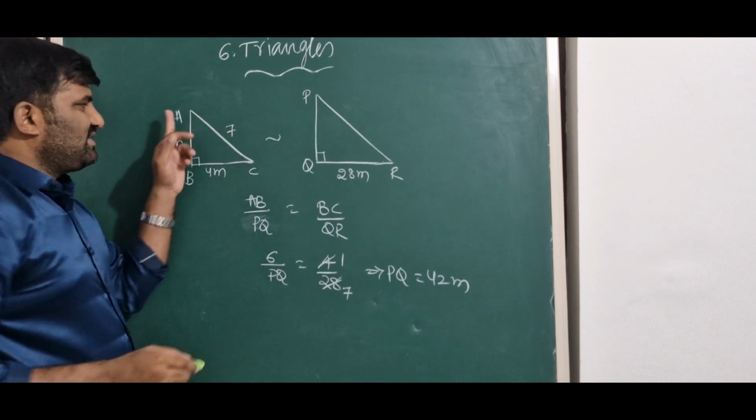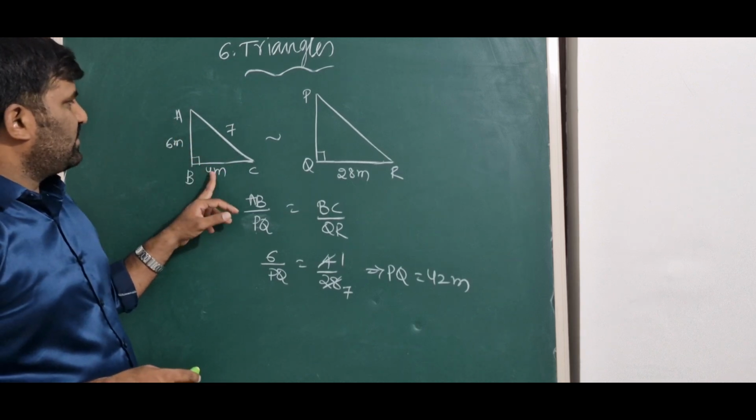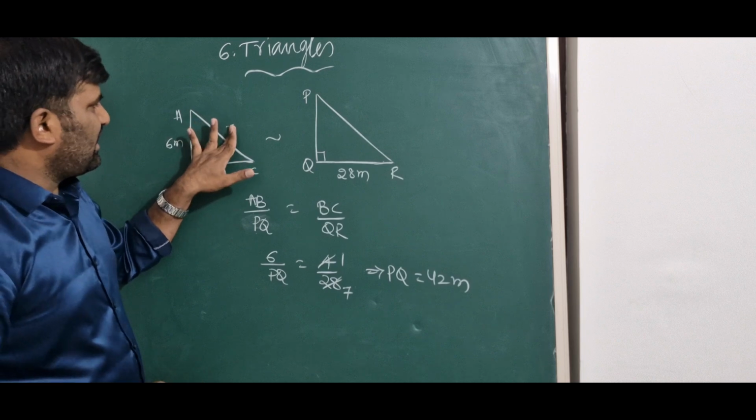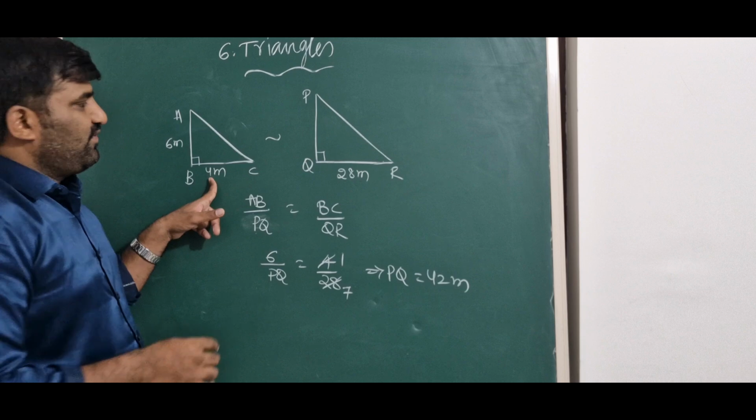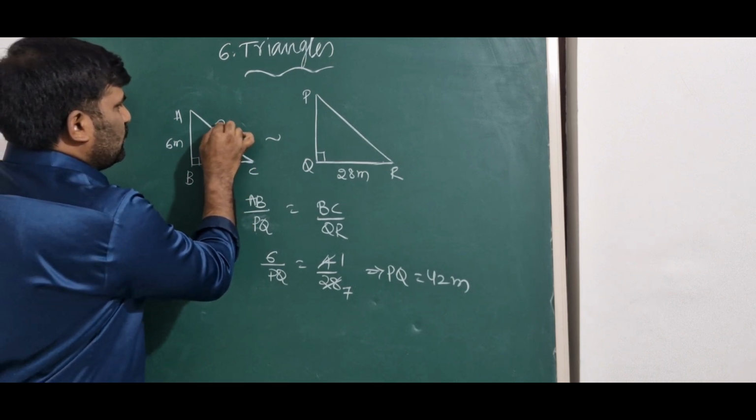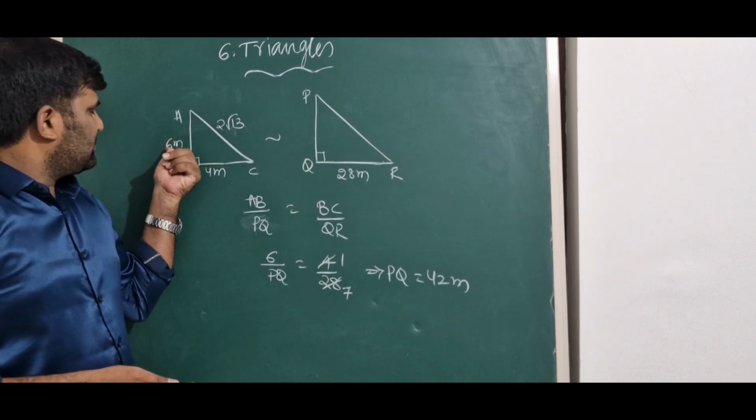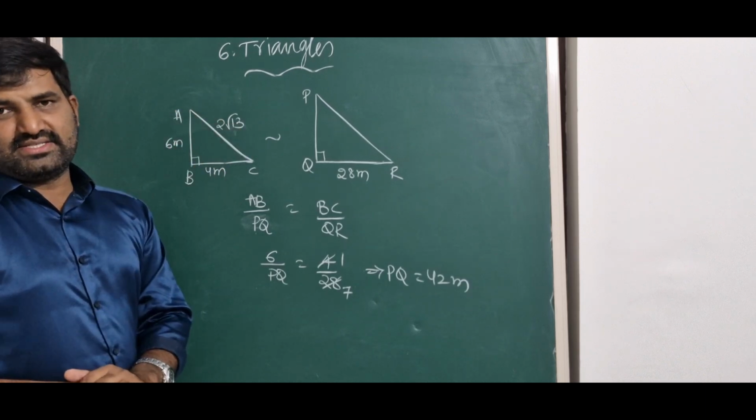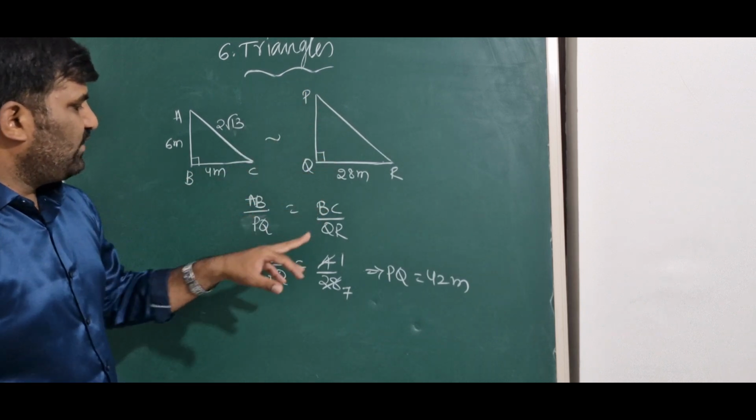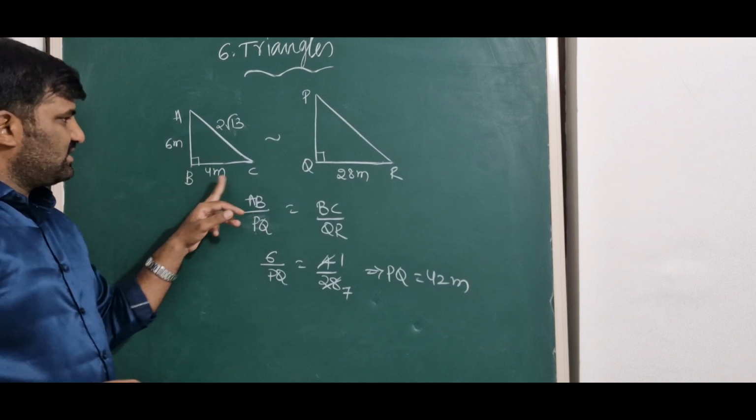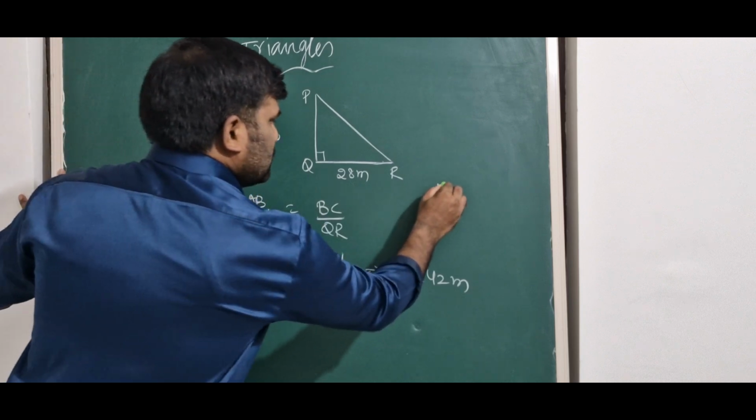Actually this AC of 7 meters is not possible, because 6 square plus 4 square equals AC square. That means 36 plus 16, which is 52. 52 we can write as 2 root 13. So 6, 4 and 2 root 13 are the 3 sides of the triangle. Find the perimeter of the second one. We know the ratio of these 2 sides, it is 7 times of this, right? 4, 7 times. So the perimeter of this is 10 plus 2 root 13.